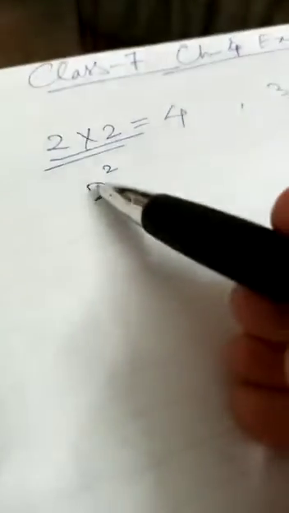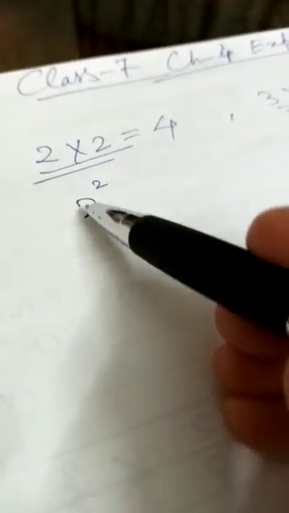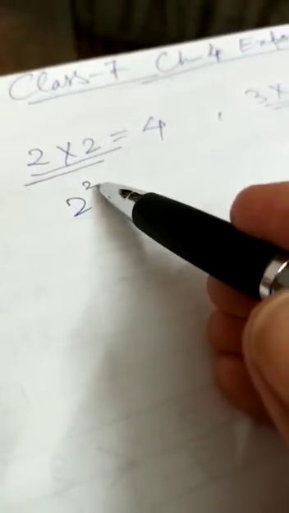That means 2 raised to the power 2. That means 2 is multiplied how many times? 2 times. Similarly, 3 raised to the power 4. 3, how many times is it multiplied? 4 times 3 is multiplied here. Alright, 3 is multiplied 4 times here.